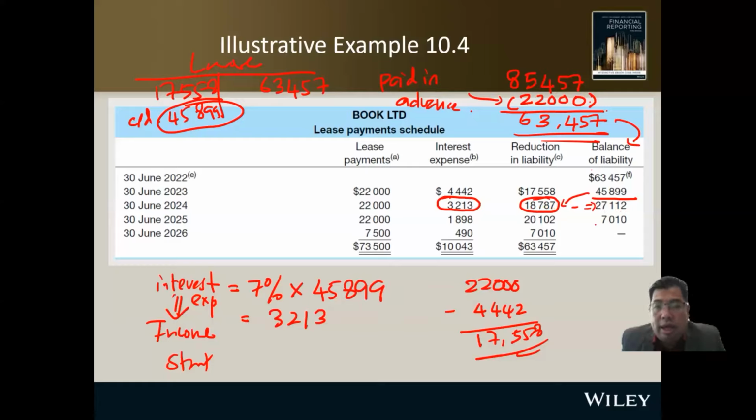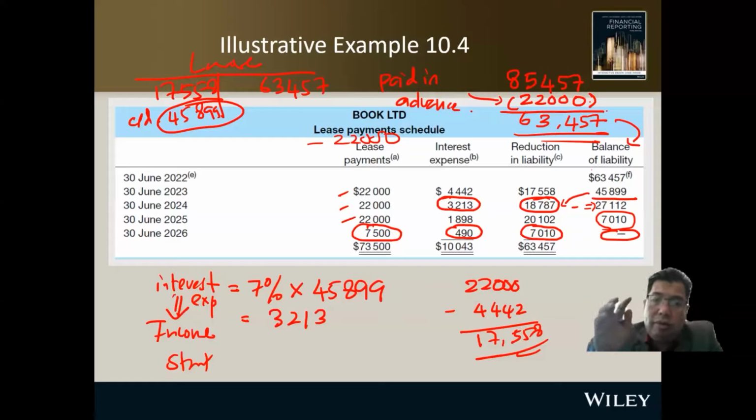It continues until the end, whereby at that point your balance will be 7,010. This will be the last one. Before that you have a payment of 22,000, and finally you're going to make a payment for the guaranteed residual value, 7,500. The interest component is 490, and the balance of 7,010 will be deducted from your liability. So your liability will be zero after 4 years of using the asset. This is the liability account, and you must be very familiar with how to record this.